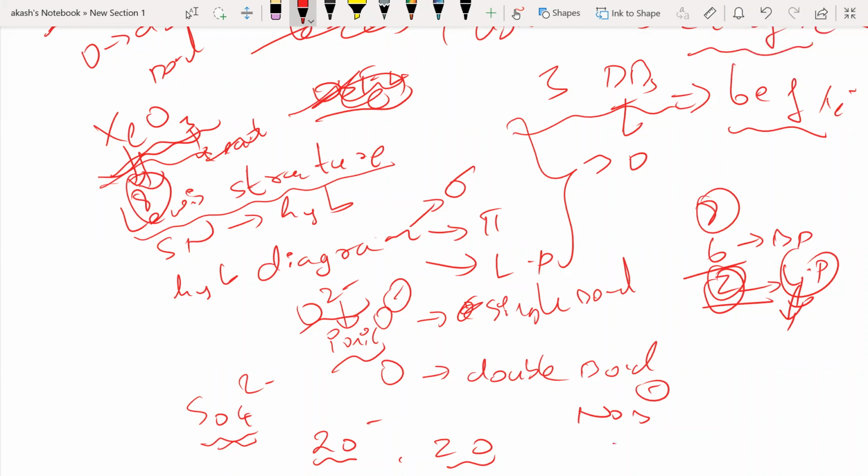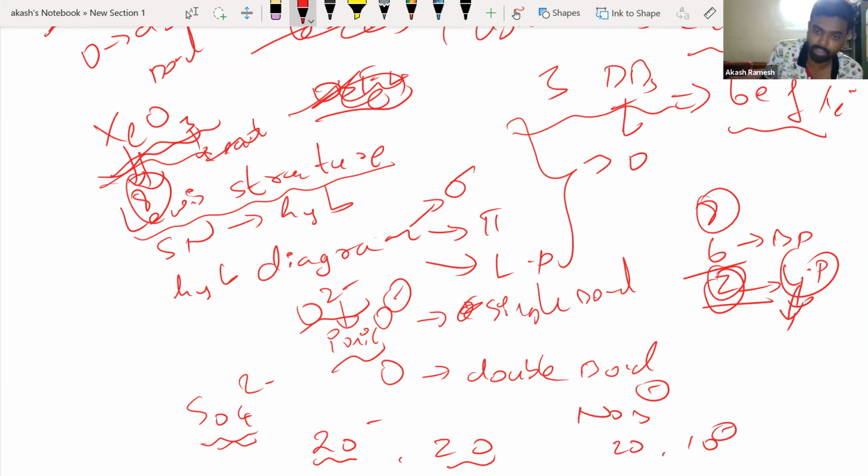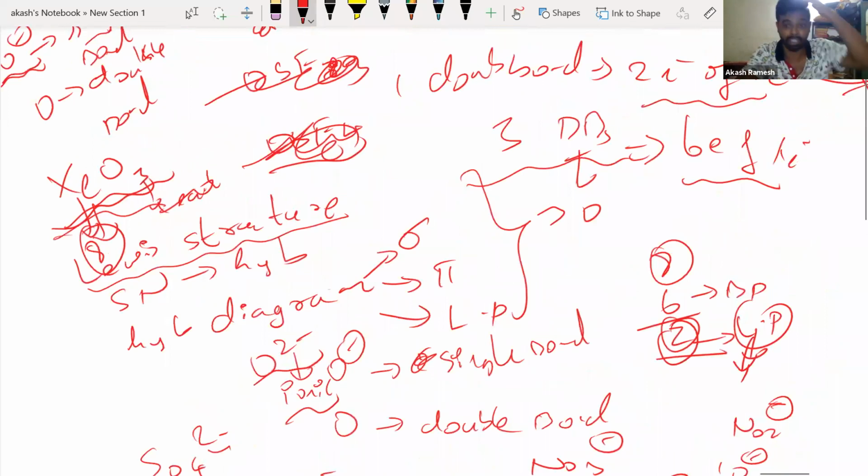2 oxygen atoms and 1 O minus. Right, 2 oxygen atoms and 1 O minus. Hope you're all able to follow. Same way in NO2 minus also you saw the same thing: 1 O minus and 2 oxygen atoms. There is only 1 negative charge, which means only 1 O minus. 2 negative charges means 2 O minus. Okay, anyways, now coming back to the XeO3 case.